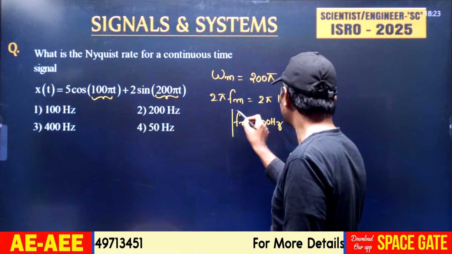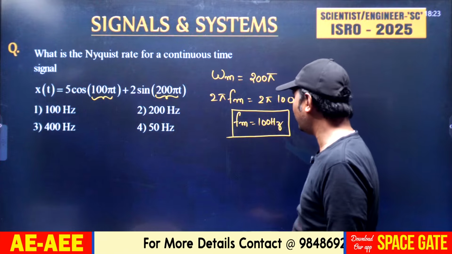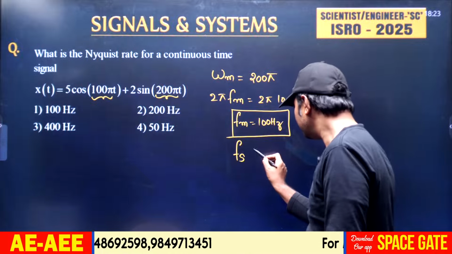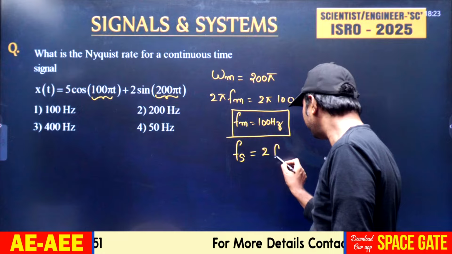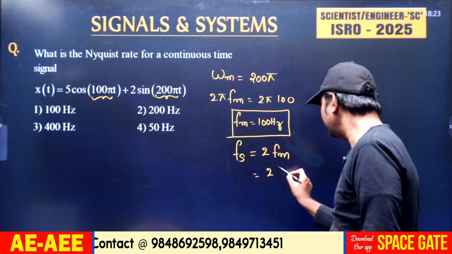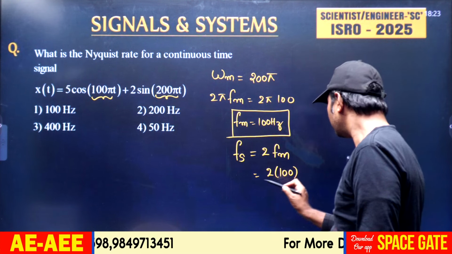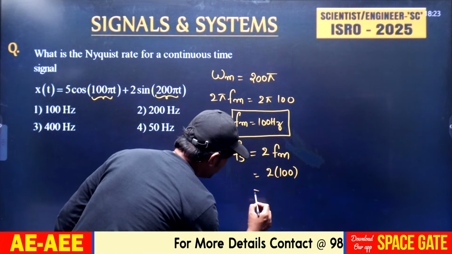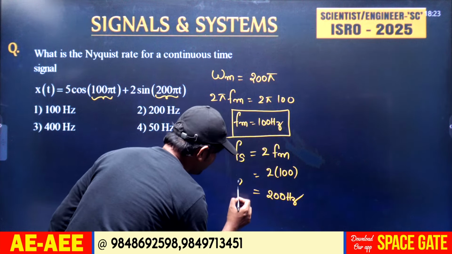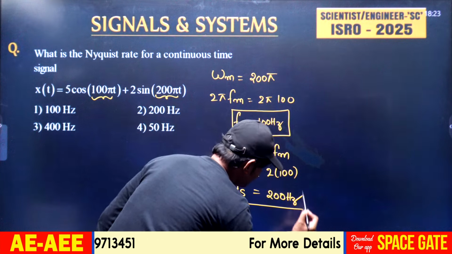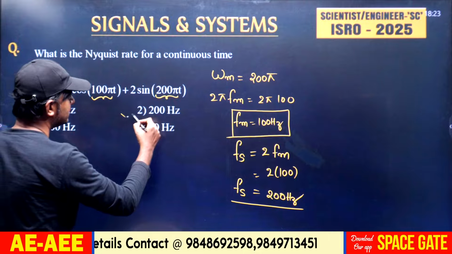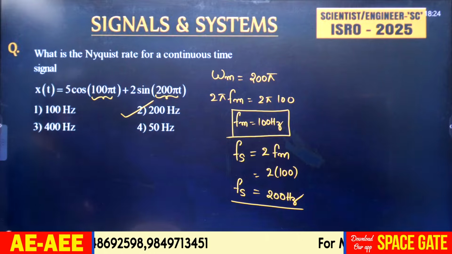Now the Nyquist rate, I am denoting by fs, is given as 2 fm, that is 2 multiplied with 100, which is nothing but 200 hertz. So, the Nyquist rate for the given continuous time signal is 200 hertz. So, you can select option 2 as the answer.